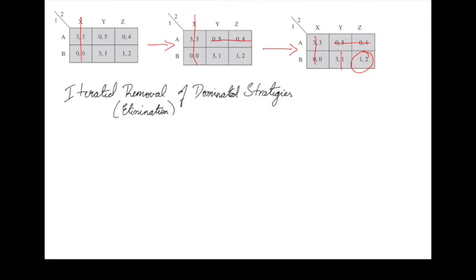This process is what we call iterated removal of dominated strategies. Some people use the word elimination, so iterated elimination of dominated strategies, but they would mean the same thing. So the way this works is you start with the set, let's call it R0, as all possible profiles of strategies. And step 1 is to delete all dominated strategies in R0.